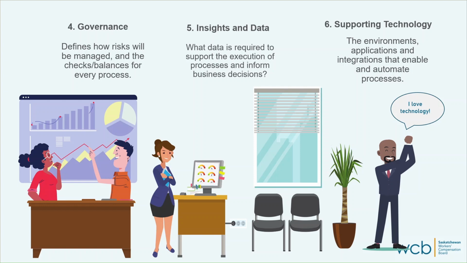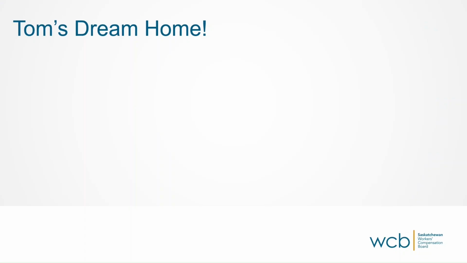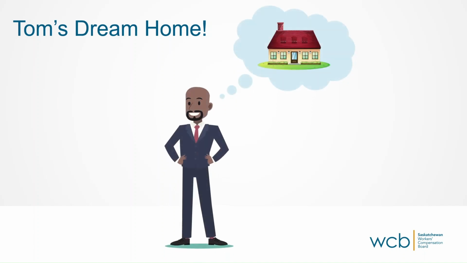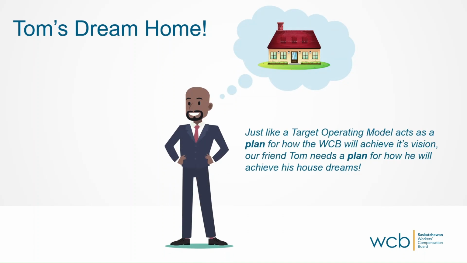At this point, you still may be a bit confused on what a target operating model actually looks like. Let's take a look at an example to help bring this to life. Let's imagine that our friend Tom has a vision for his dream house. Just like a target operating model acts as a plan for how the WCB will operate in the future, Tom can't move forward with building his dream home without first creating a plan.